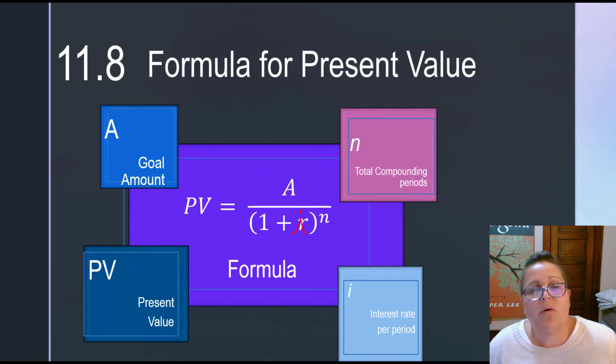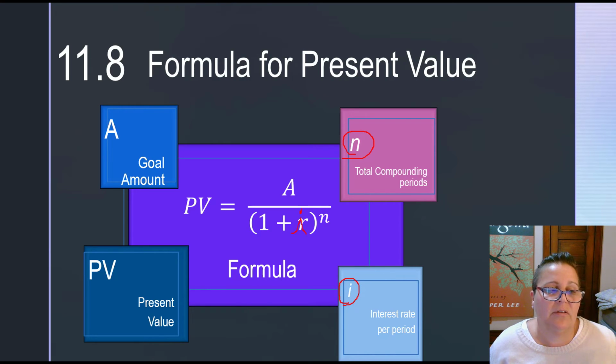Okay, so everything's the same. Your I, or interest rate per period, is the stated interest rate divided by the number of periods. Your N is the total number of compounding periods. That's the compounding periods in 1 year times the number of years. Present value is the amount you're going to have to put in. That's what we're looking for here. And A is the goal amount or the future value. How much will it be worth?